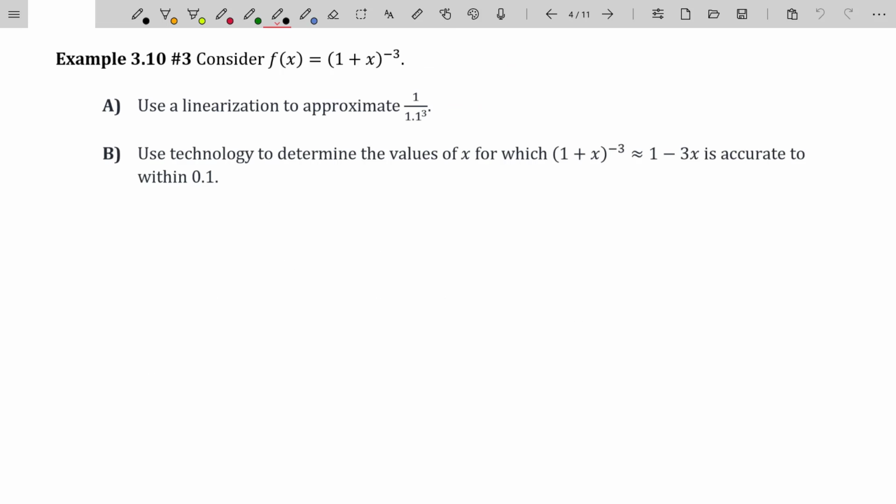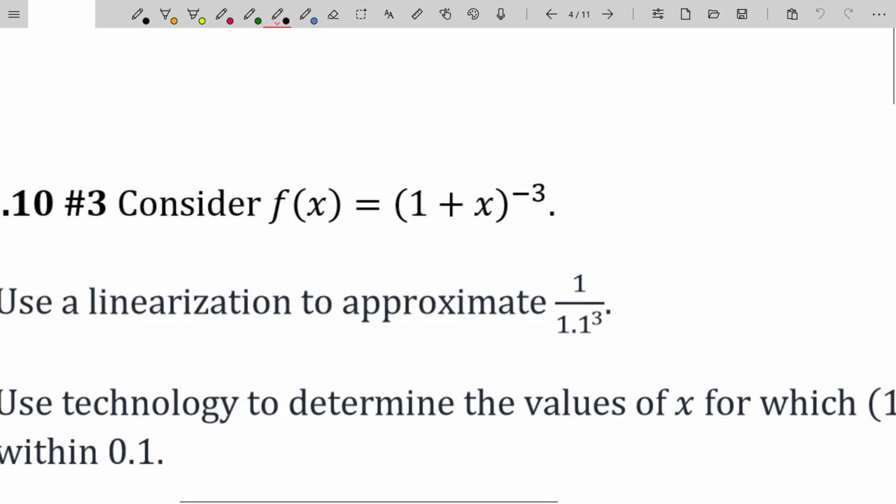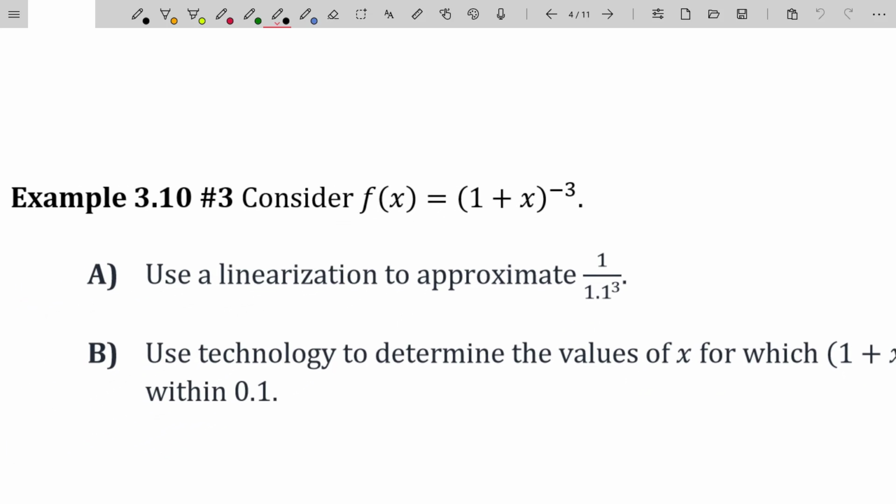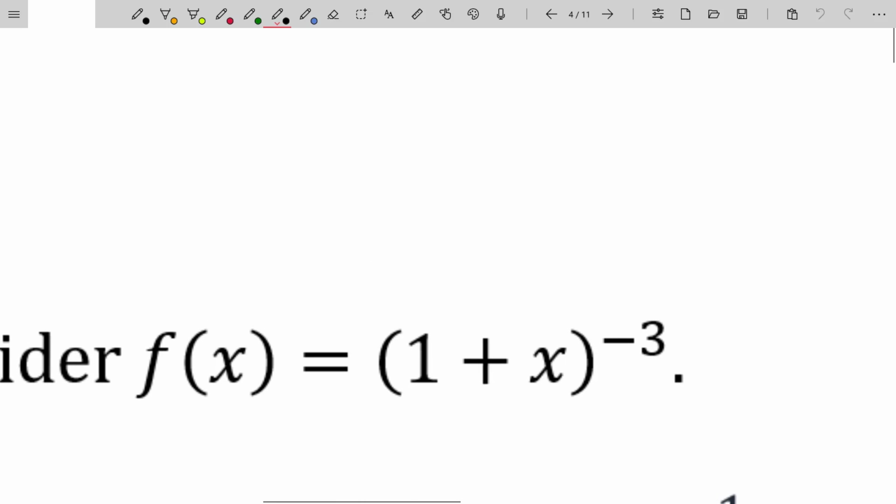Now let's go ahead and continue this idea of using a linearization to approximate a function. In this case, they hand us a function, and by the way, it's not always going to be the case that you're handed a function, and we'll see an example like that in a few moments, but for right now, we're kind of keeping with that theme of being handed a function. So let's suppose that we're handed this function 1 plus x to the negative third power, and then somebody says, hey, I need to approximate 1 over 1.1 to the third power. Well, that can be done using a linear approximation of this.